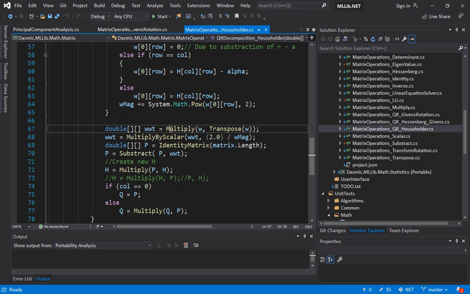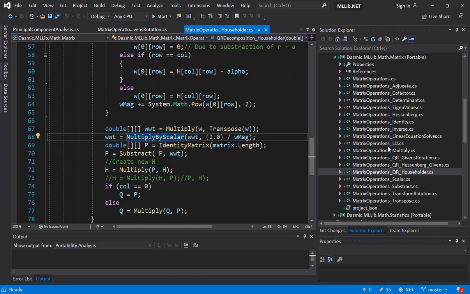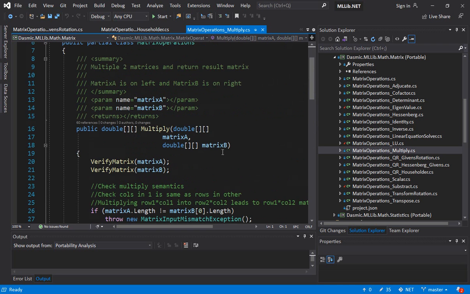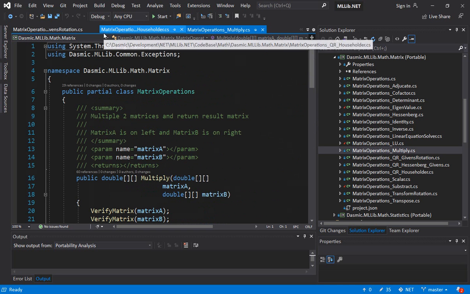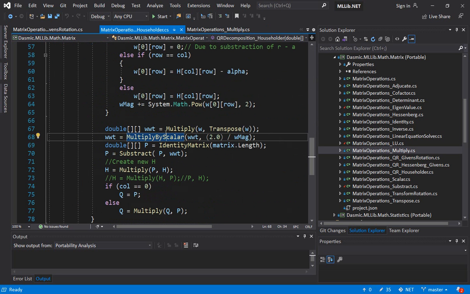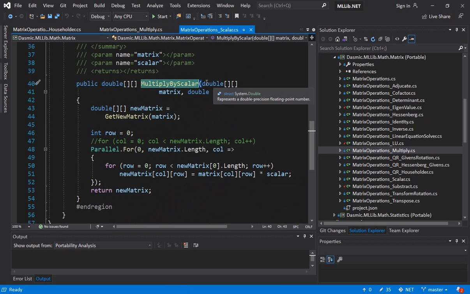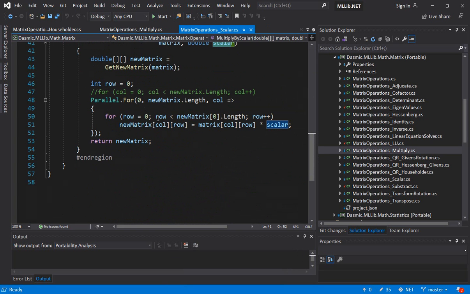Now, as you can see, we are also leveraging some of the functions we already have, like multiply and transpose and identity matrix, and then multiply by scalar. Multiply by scalar is another operation where we just take a value and multiply by any scalar value. So let's go into it here to explain what it's doing. It's taking a matrix and multiplying it simply by a scalar value. Again, this operation can be done in parallel, so we have used a parallel loop to do that.